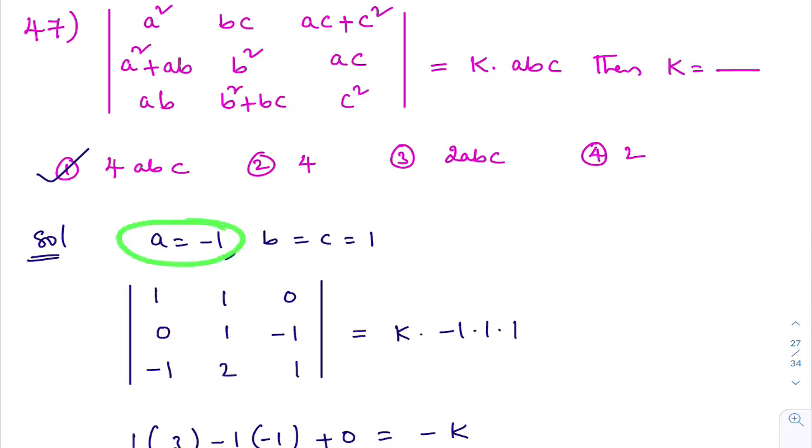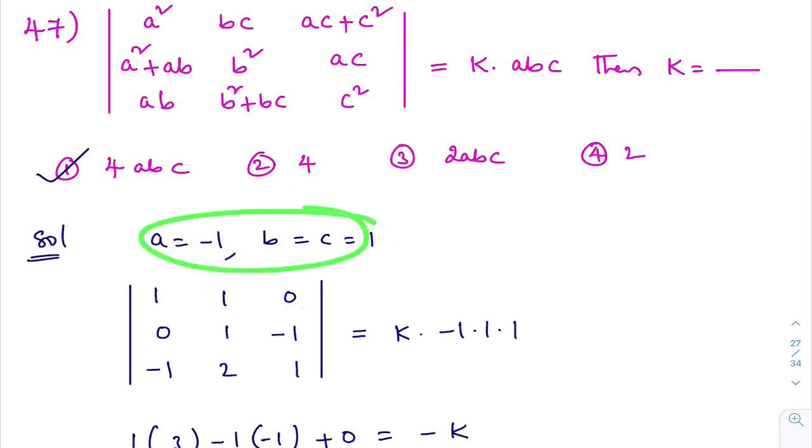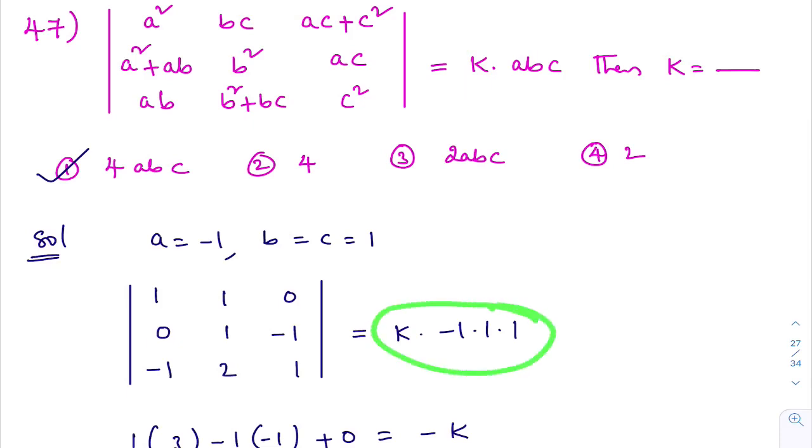So I took A -1, B value, C value 1. I substituted in this. See, when I take A as -1, I substitute here, I will get 1. Here B value, C value 1. That's why BC value is 1. AC value, AC is -1. Plus C square is +1. -1 plus 1 is 0. Like that, I substituted these values in this determinant so that I got this determinant. Now in the right hand side, k times ABC is there. Now there also I will substitute ABC values: k into -1 into 1 into 1.